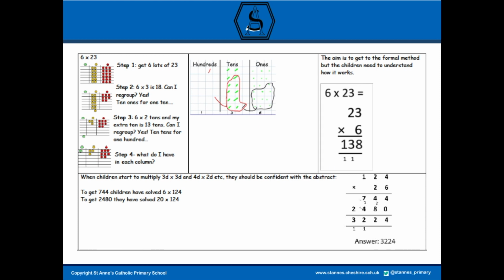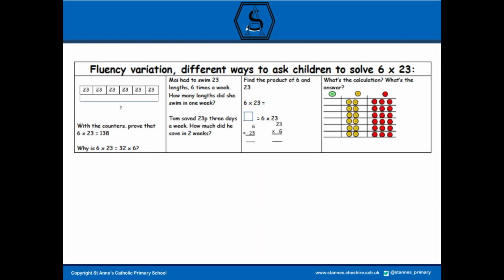Then we go on to long multiplication. 124 times 26. What we start with is 6 lots of 124, so the answer is worked out here, and then 20 lots of 124, and that's written underneath. Then the two answers are added together. Now again, just please note where the regrouped numbers are written, as it's really important moving through the year groups in school.